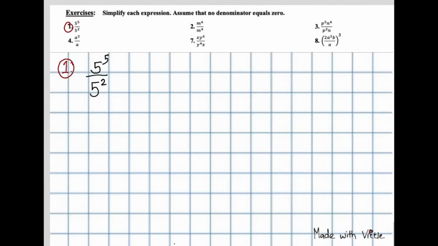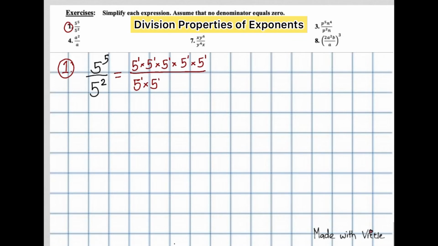5 to the fifth power divided by 5 to the second power. To further explain what's going on here, why do we have to subtract the exponents or powers when we're dividing power numbers? 5 to the fifth power can be written as 5 times 5 times 5 times 5 times 5. The 5 to the second power can be written as 5 times 5. We can cancel out the ones that will turn into 1 whole. 5 divided by 5 is just 1.